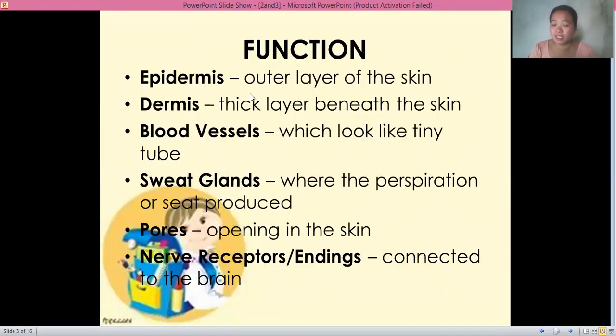Again, epidermis, the outer layer or the outside. Dermis is the inside. Okay. Thick layer beneath the skin. Blood vessels, which look like a tiny tube. Sweat glands, where our perspiration or sweat is produced. And pores, the openings of our skin. And the nerve receptors or nerve endings, it is connected to our brain. Okay? So these are the parts of our skin.